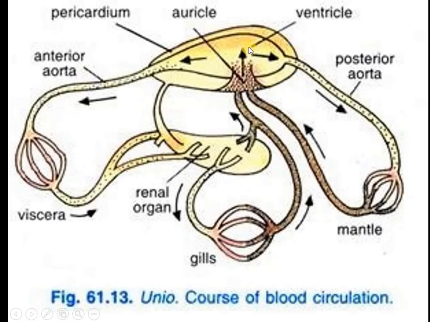So we find the ventricle, and of course two auricles, one ventricle. The ventricle gives the anterior aorta and the posterior aorta. One goes to the mantle, here also it goes to the mantle, and viscera, and pedal artery. And here, before going to the heart, the blood goes to the kidney. So this is the renal portal system.